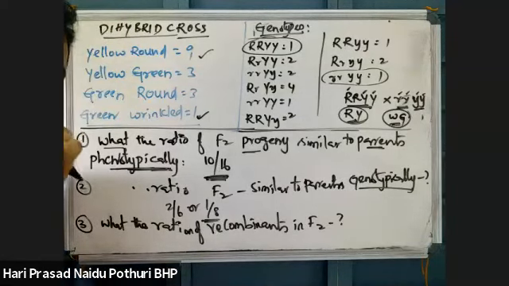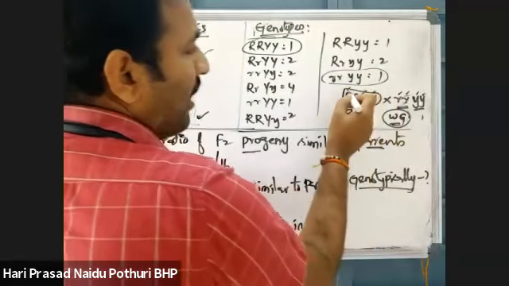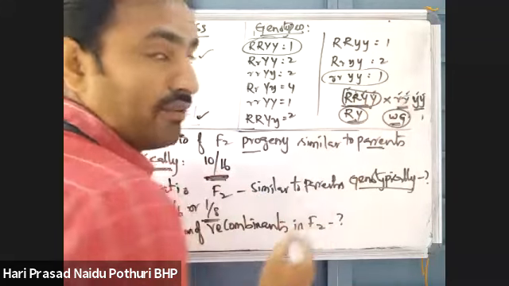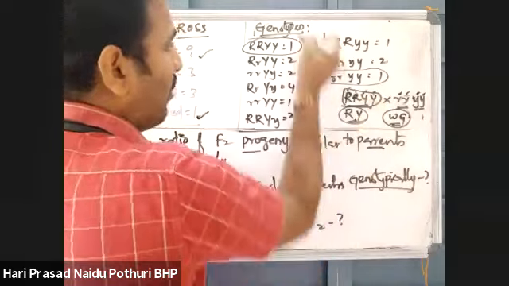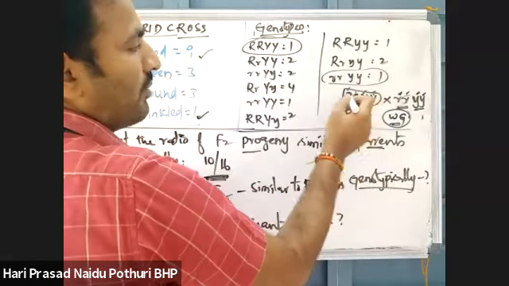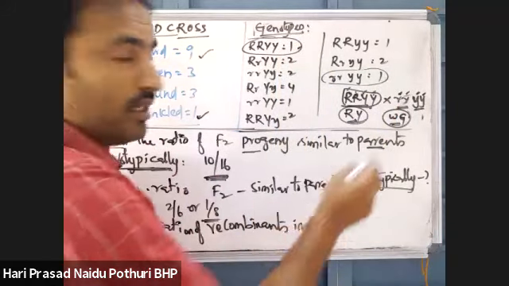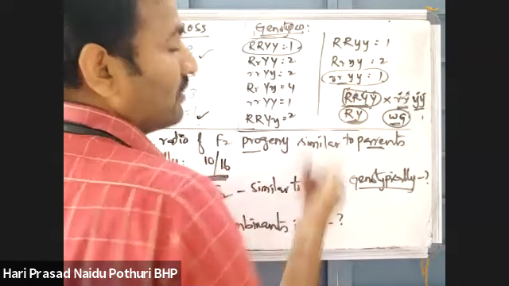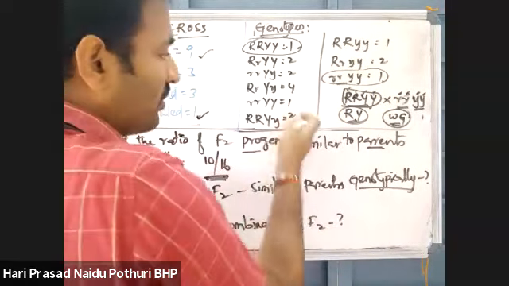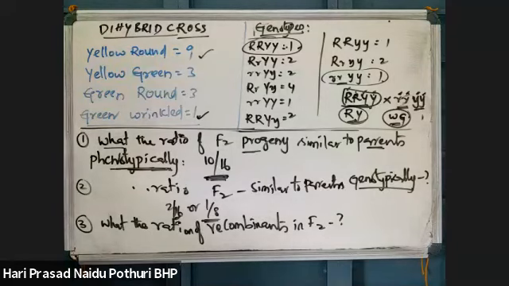Once again, explain the genotype. What is the genotype of the parent? Capital R, capital R, capital Y, capital Y. The other parent genotype is small r, small r, small y, small y. How many of the total F2 are capital R, capital Y? Only one. And small y is 1. 1 plus 1 is 2, among the total 16. That is 2 by 16, which is equal to 1 by 8.